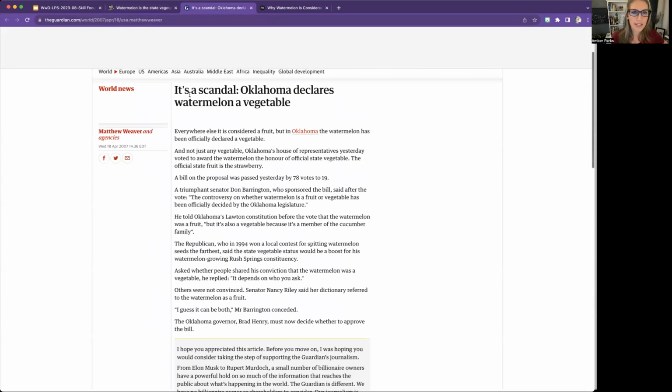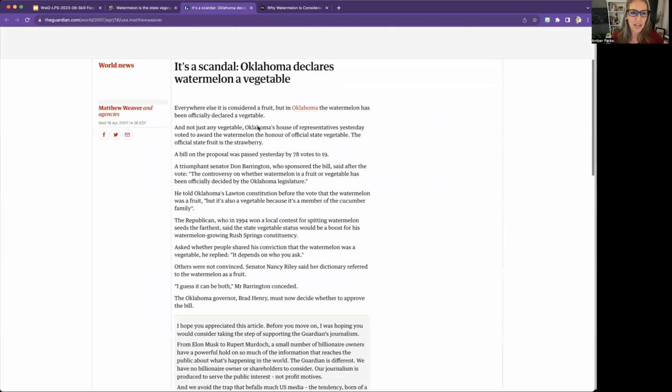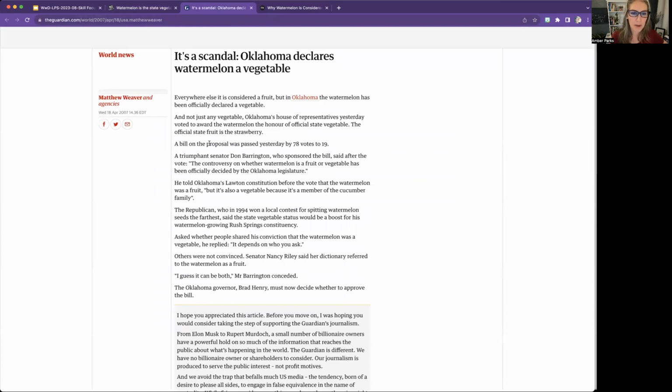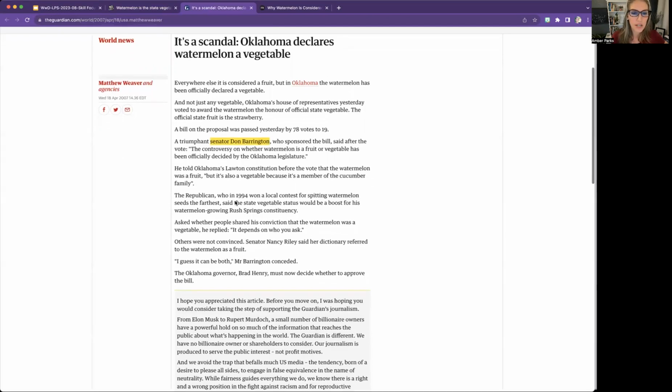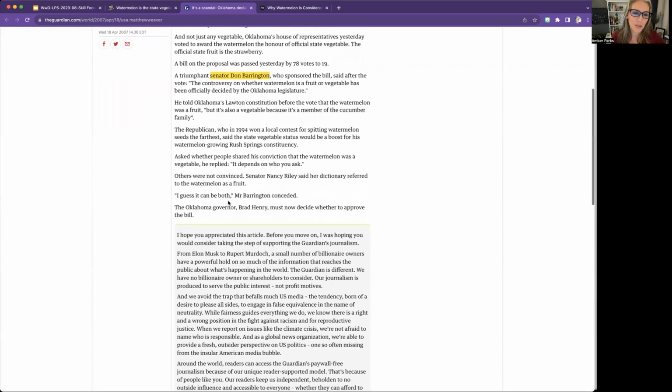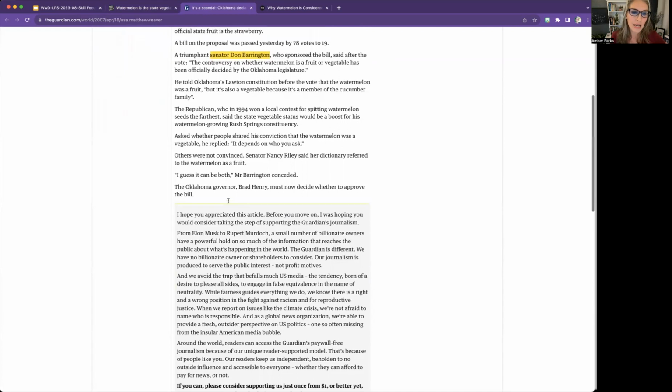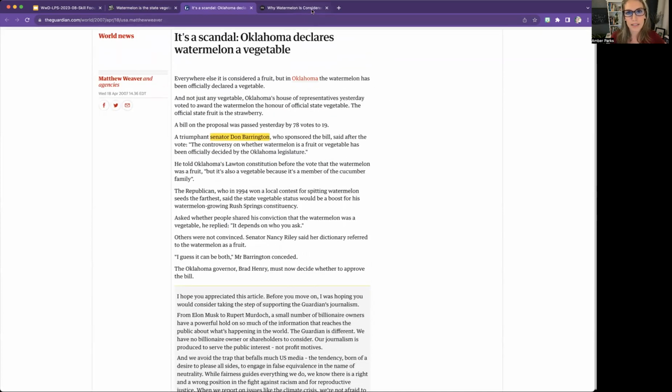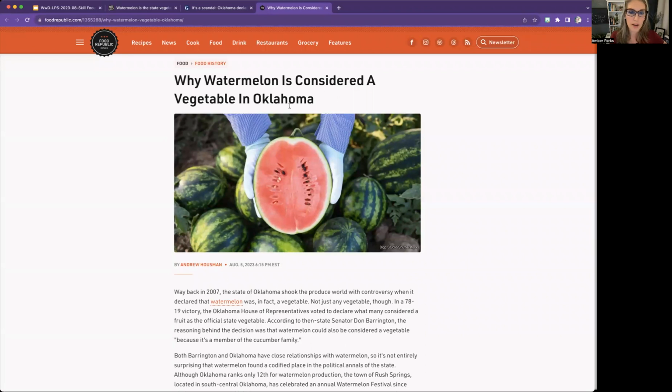Source two is from The Guardian. It's funny to say that it's a scandal, right? How could we declare it as a vegetable? So there's some more information in here just about how the bill was passed, by what votes. This is the senator from the Rush Springs area who sponsored the bill. So discuss these with students, talk about all the fun information in here, and really just read to build knowledge on this topic. Maybe students have already studied Oklahoma history, and so they'll know some of this information, but it's always great to come to sources, to read together, and these are all very short and concise articles that you can take a look at with students.